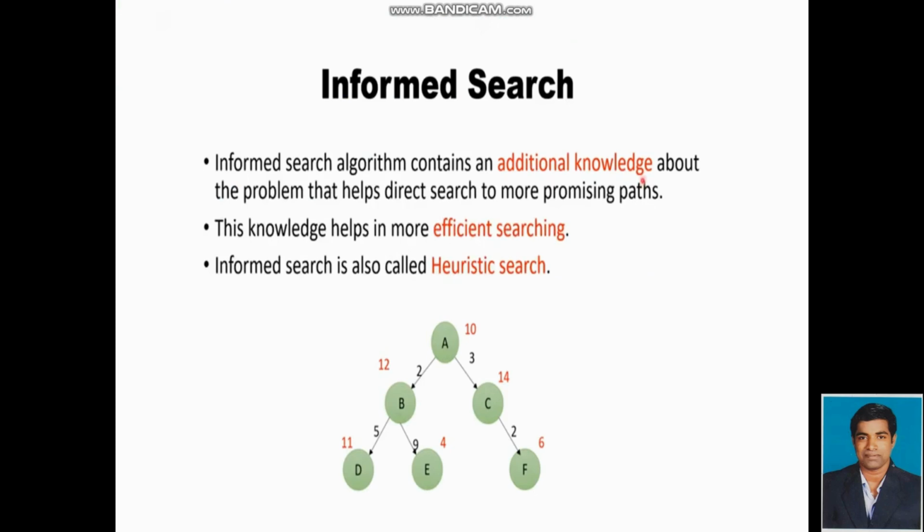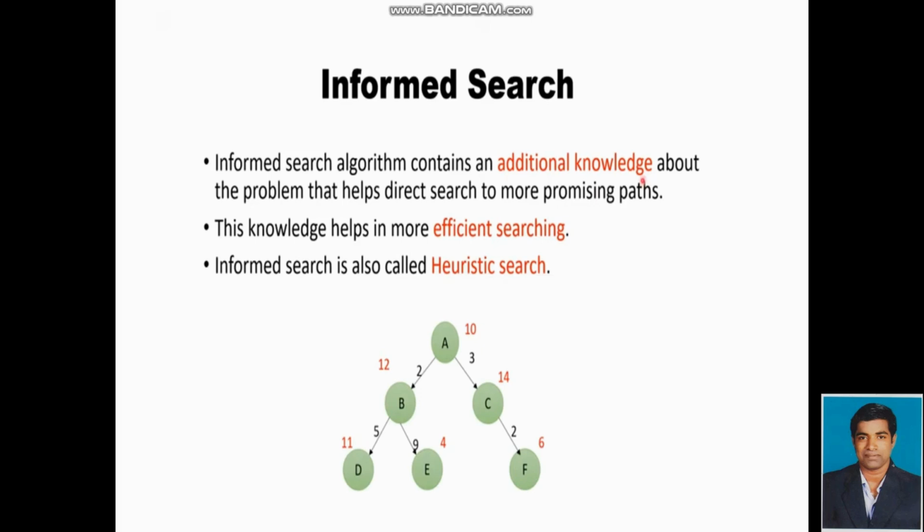Informed search. An informed search algorithm contains additional knowledge about the problem that helps direct the search to more promising paths. This knowledge helps in more efficient searching. Informed search is also called heuristic search.